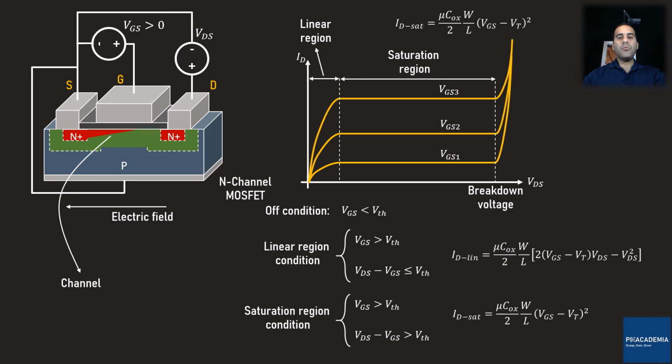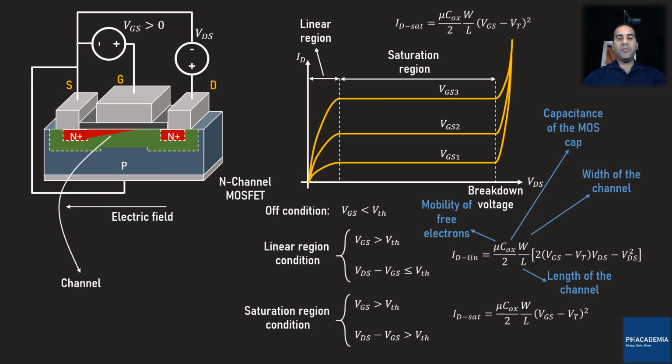In these two equations, mu is the mobility of free electrons, C oxide is the capacitance of the MOS capacitor existing in the area between the drain and source, W is the width of the channel, and L is the length of the channel.